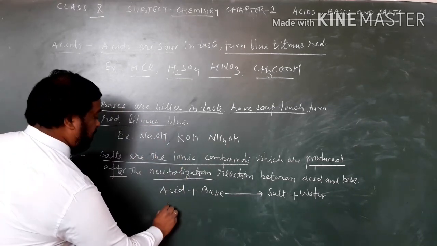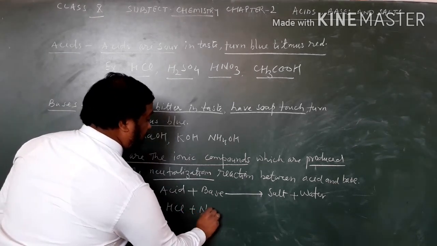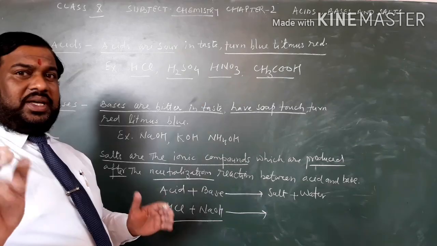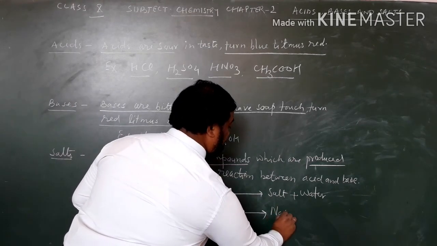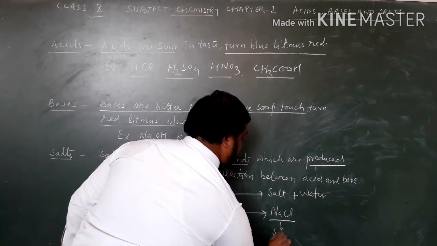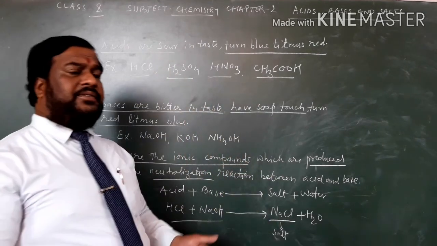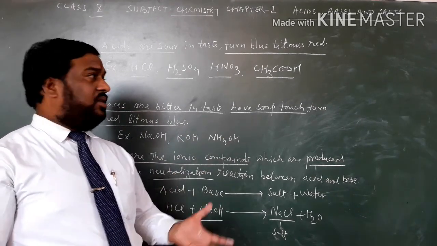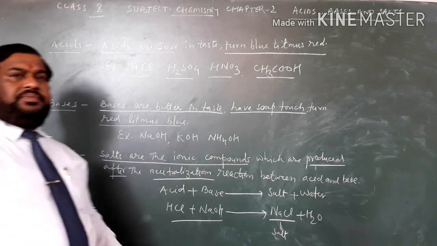Suppose we have taken HCl, hydrochloric acid, plus NaOH, sodium hydroxide. Both the reactants combine together to form NaCl, sodium chloride, which is a salt, plus H2O. Dear student, salts are neutral in nature. So that is about acids, bases, and salts.